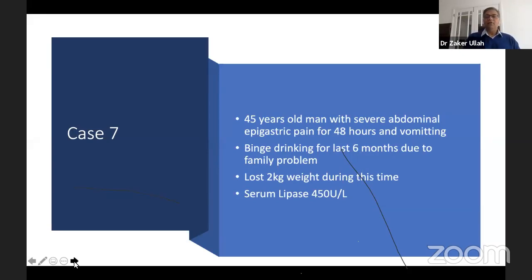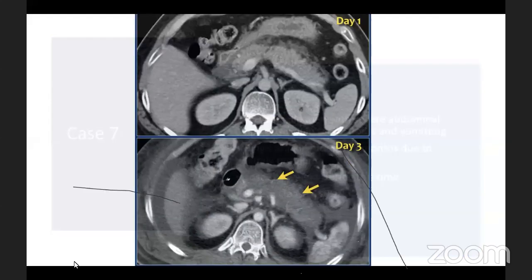Case 7. A 45-year-old man with severe abdominal and epigastric pain for 48 hours and vomiting, and binge drinking for the last 6 months due to a family problem. Lost about 2 kg weight during this time. Serum lipase is 450. Good. So that's the diagnosis: acute pancreatitis.